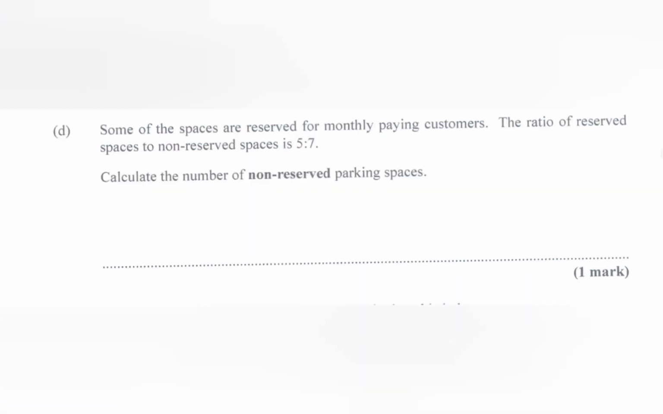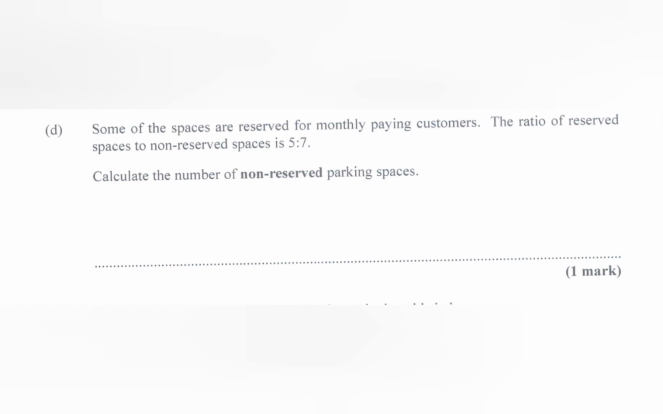D says some of the parking spaces are reserved for monthly paying customers. The ratio of reserved spaces to non-reserved spaces is 5 to 7. Calculate the number of non-reserved parking spaces. The ratio of 5 to 7 means that 5 parts would be for reserved spaces and 7 parts would represent the number of non-reserved spaces.